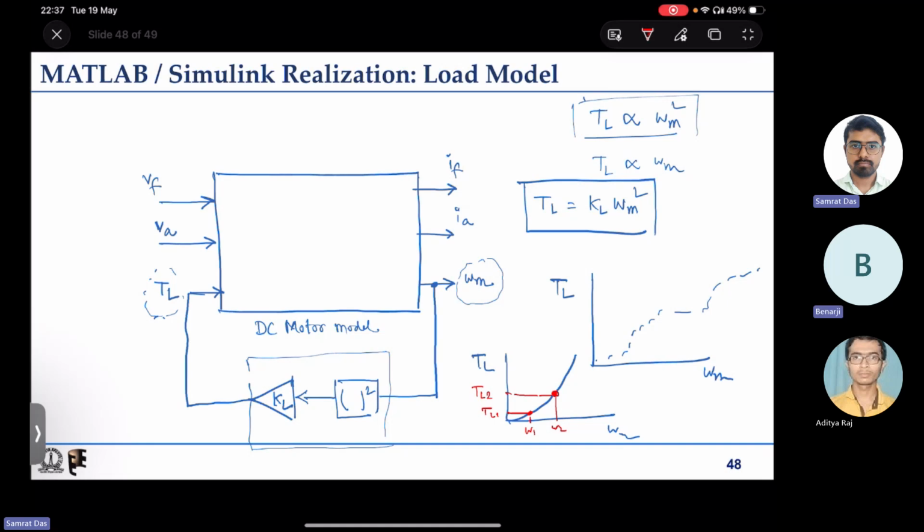For fan type of loads, it basically comes from physics. It comes from aerodynamics or some equations. I do not want to go into that, but you can refer to it, how aerodynamic loads or fan type of loads are, and why they are of this kind of nature, why square of omega m. It comes from physical equations relating to aerodynamics.